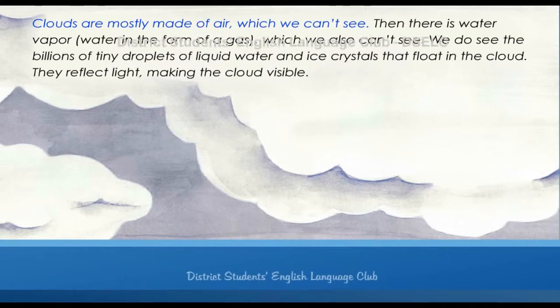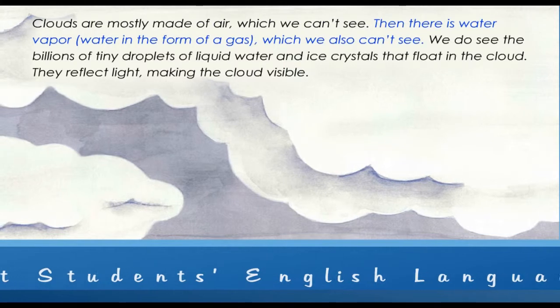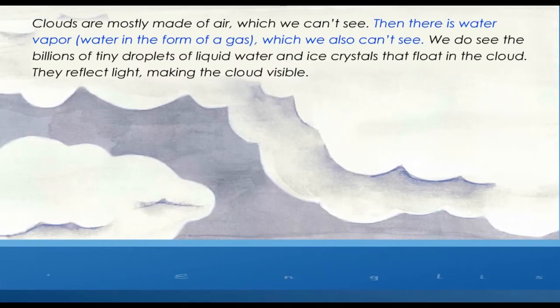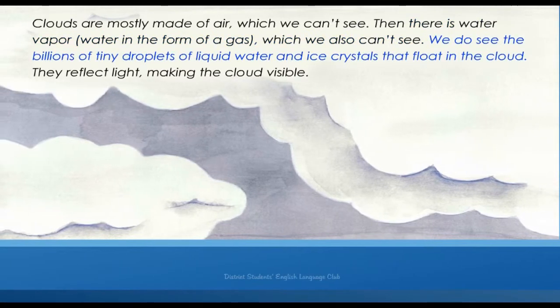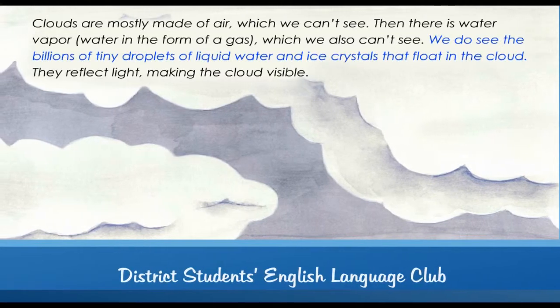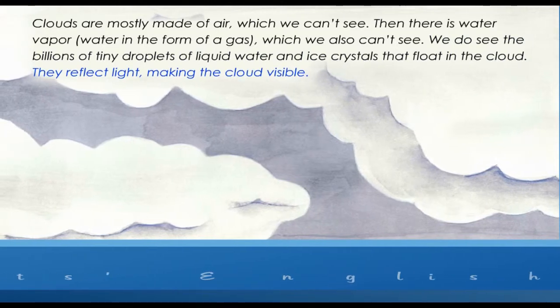Clouds are mostly made of air, which we can't see. Then there is water vapor, water in the form of a gas, which we also can't see. We do see the billions of tiny droplets of liquid water and ice crystals that float in the cloud. They reflect light, making the cloud visible.